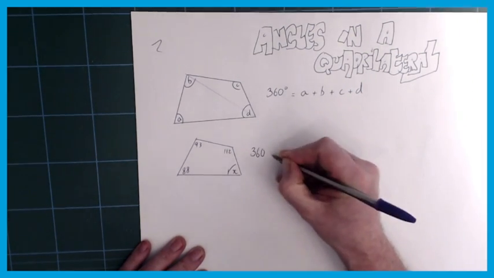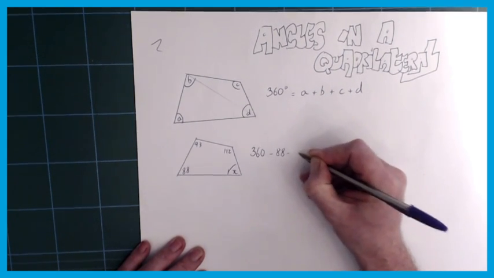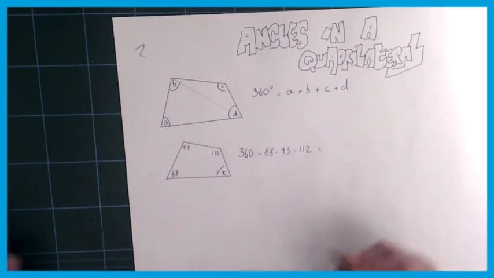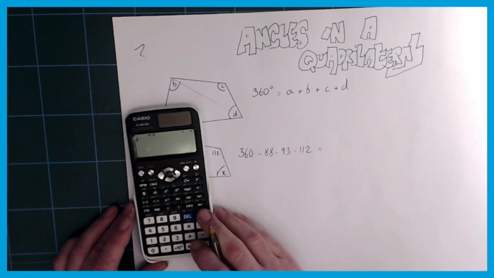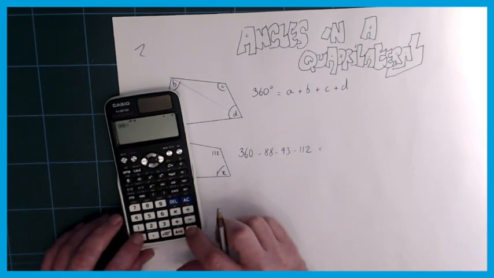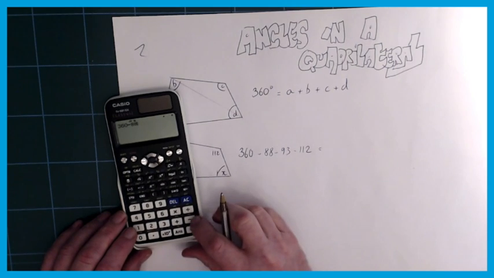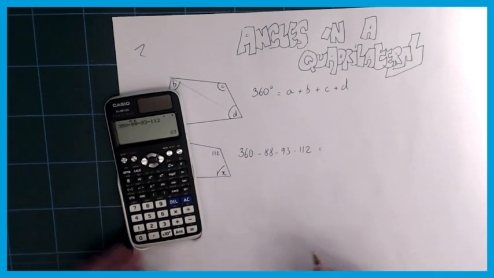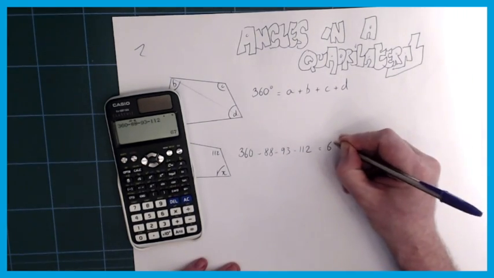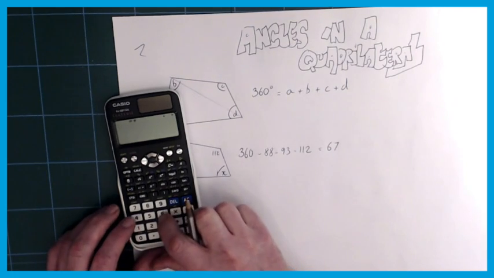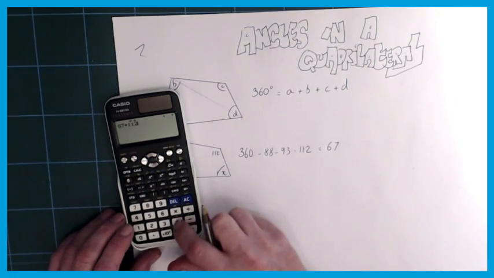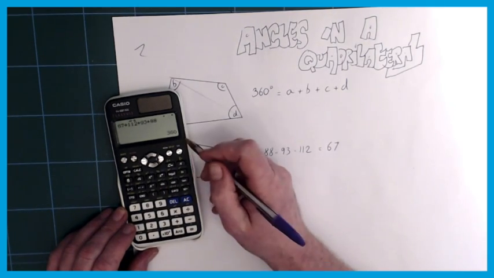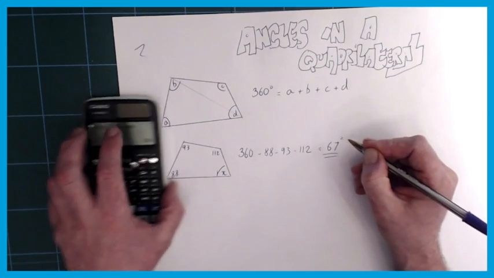We can do 360, take away 88, take away 93, take away 112. So with a calculator, you do 360, take away 88, take away 93, take away 112, and that should equal 67. Final check, 67 plus 112 plus 93 plus 88 equals 360. So we know we've got that correct.